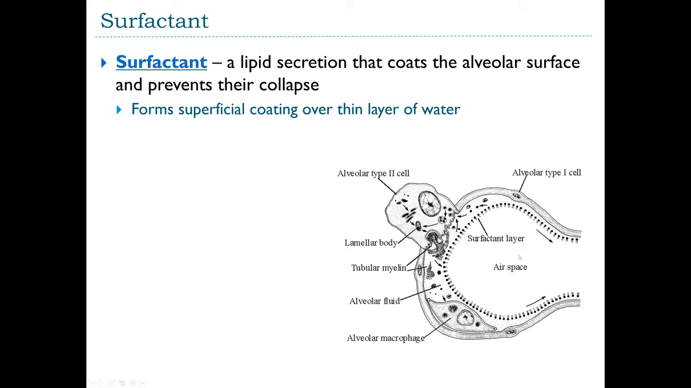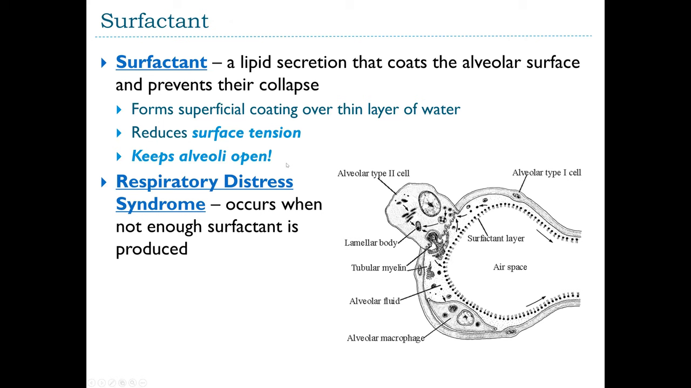And so the same thing could happen with the walls of the alveoli. The one side of the alveoli, the water could get stuck to the water on the other side and completely close off this airspace. And so the purpose of having the surfactant is to reduce the surface tension of the water and to prevent the alveolar space from collapsing. So the bottom line is surfactant keeps alveoli open.